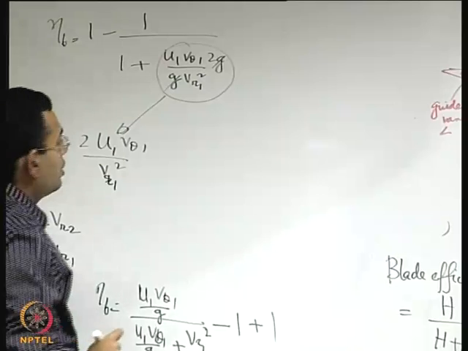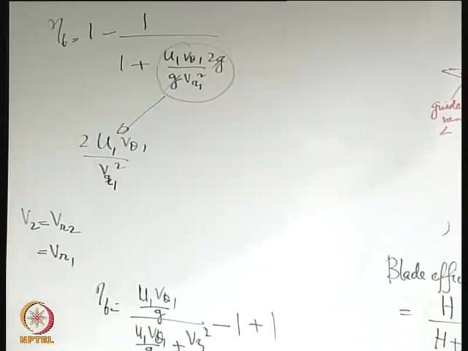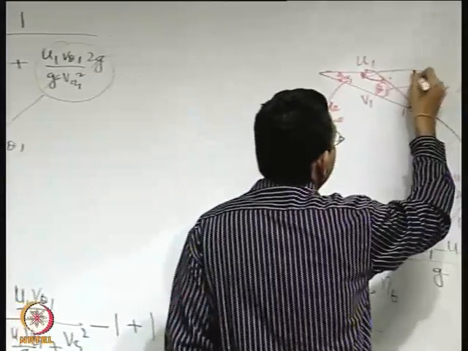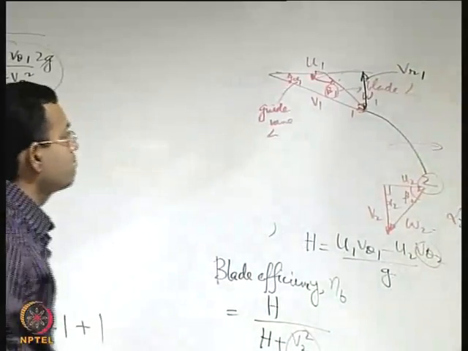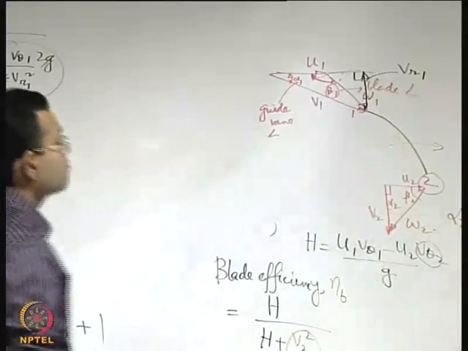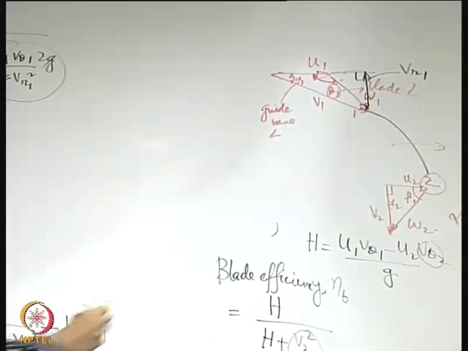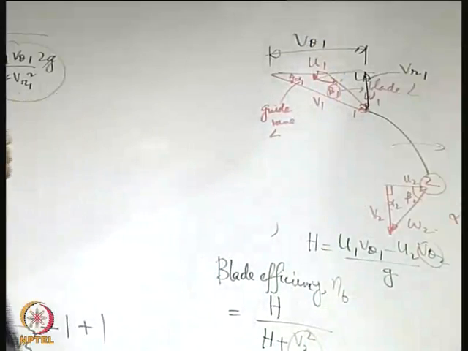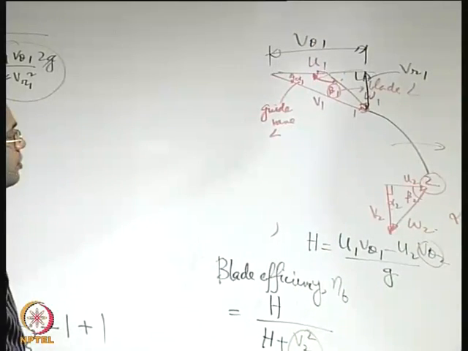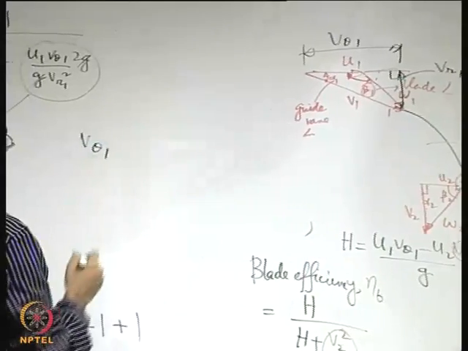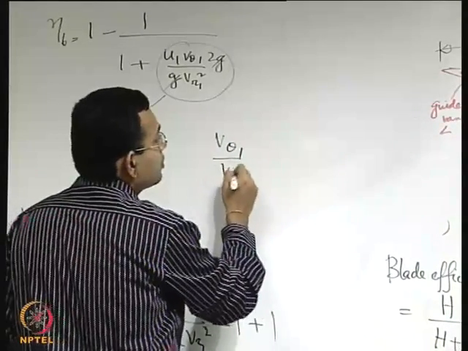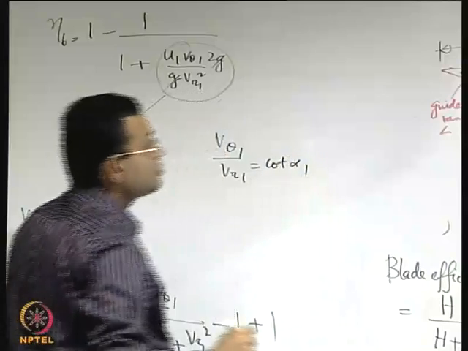So, first of all, can you write U1 and V theta 1 in terms of VR1? So, look into the velocity triangle. This is VR1. What is V theta 1? This is V theta 1. So, you can write that V theta 1 by VR1 is equal to cot alpha 1, right.